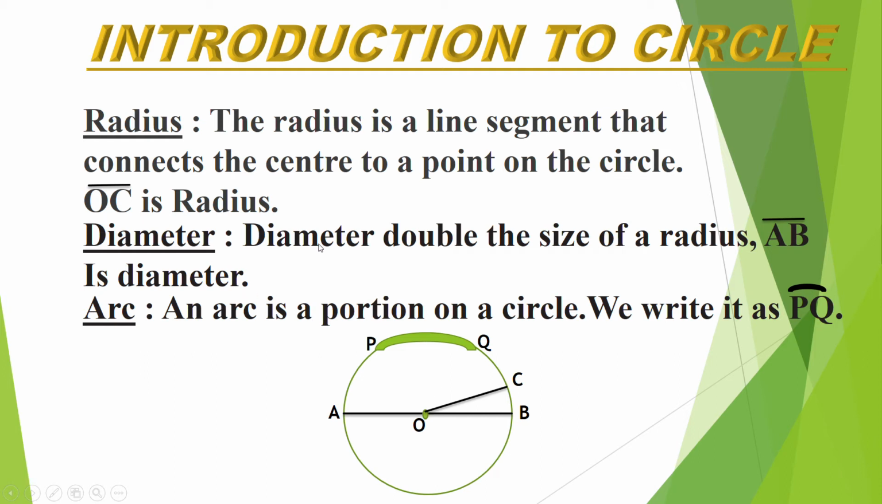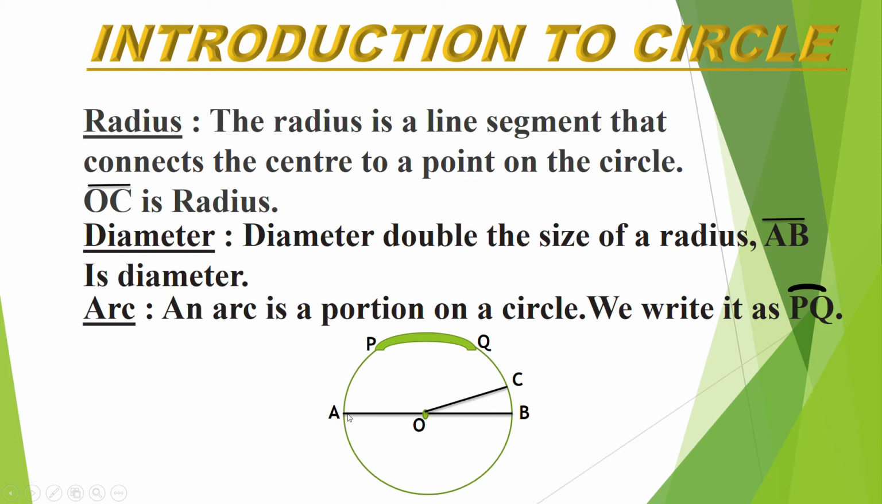Diameter. A diameter is double the size of a radius. So segment AB is a diameter. See here, this is double the radius. From the center to any point on the circle is a radius. From O to A is a radius, but from A to B it is a diameter. Always remember, the diameter joins two points on the circle through the center. This is a very important point.